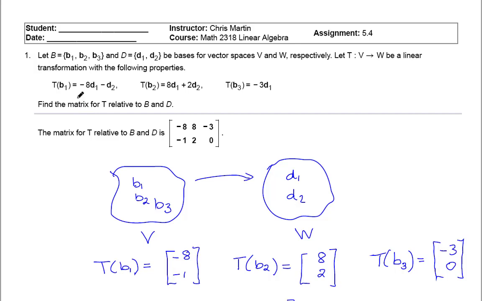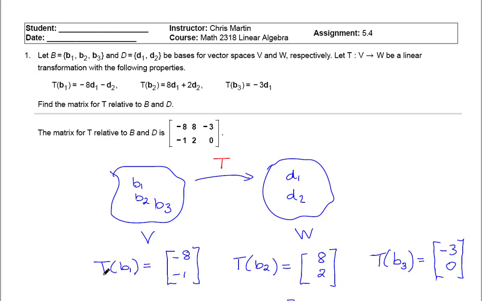In question 1 here, we have a basis B with b1, b2, b3, and a basis D, d1 and d2. T is our linear transformation going from V to W. In V, we have b1, b2, b3, and in W, we have d1 and d2. So what do I know?